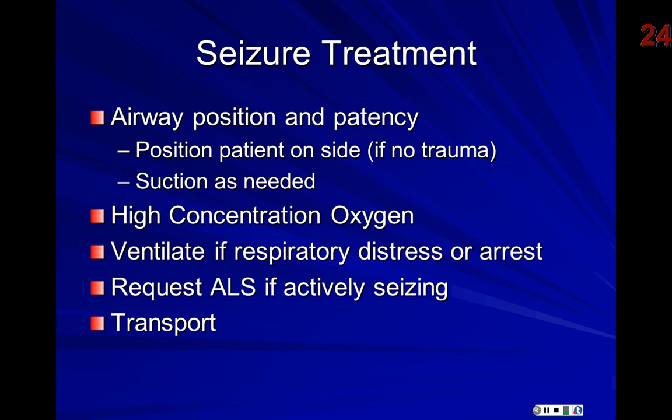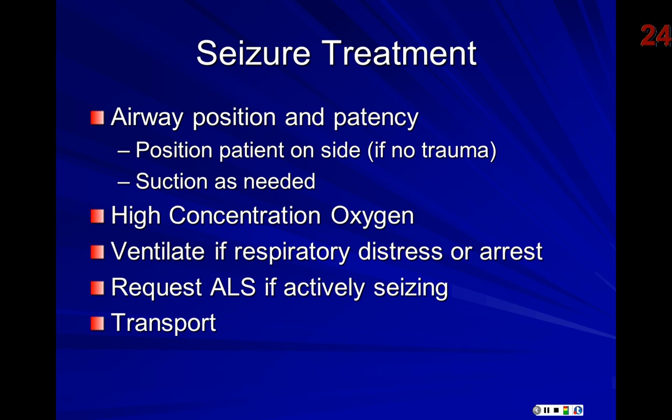So what are we going to do? Airway position and patency is important, so put them on their side if there's no trauma. Suction as needed because they're going to have some secretions. Some people even bite their tongue when they seize, so you may have to suction the blood out of their airway. High concentration of O2 is pretty important because when they seize, if they have a full body tonic-clonic type seizure, they are not effectively ventilating. I cannot tell you enough to suction. Make sure you don't suction too long.